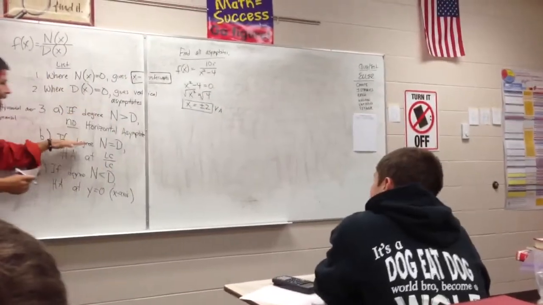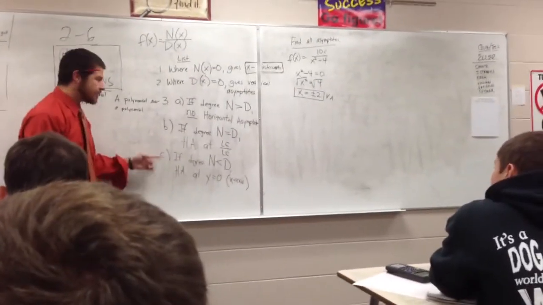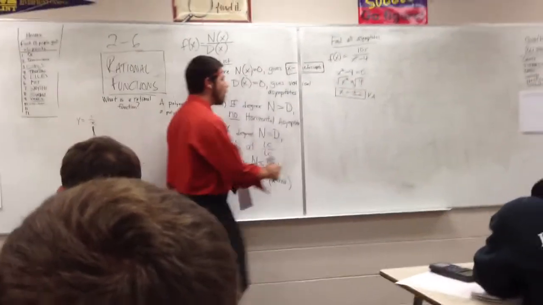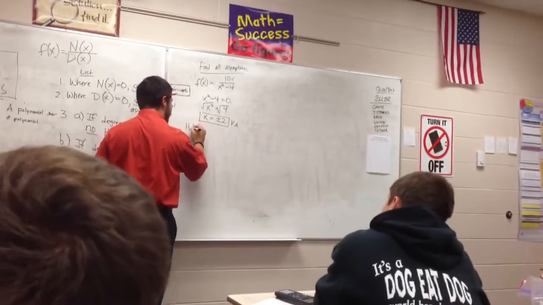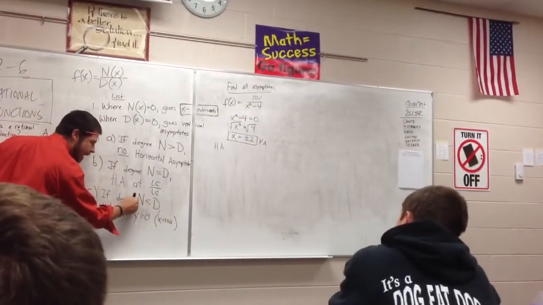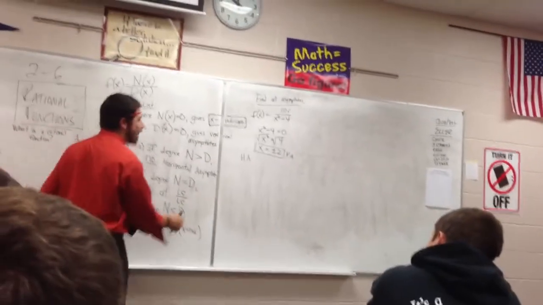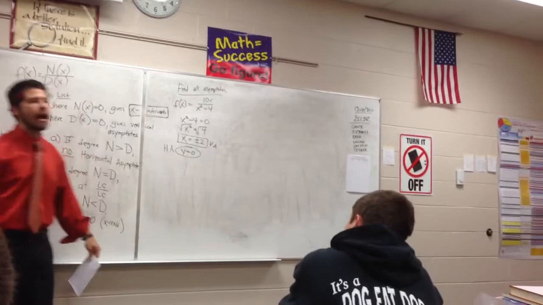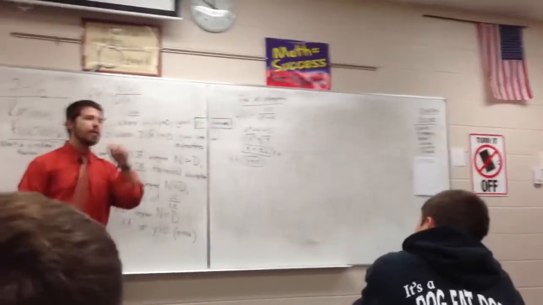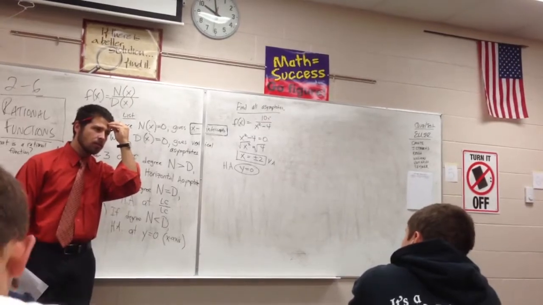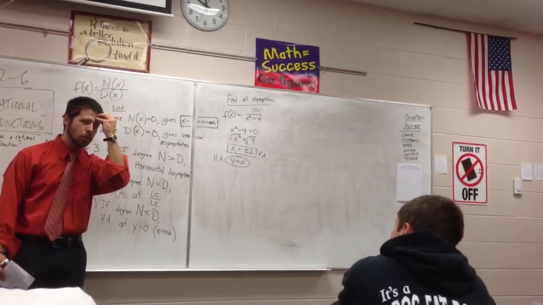Which of these cases am I going to be looking at? Case C. It's where the degree of the top is less than the bottom. So my HA, my horizontal asymptote, since my degree of the top is less than the bottom, is at y equals 0. So I found all my asymptotes. Think about why this is true for a second.